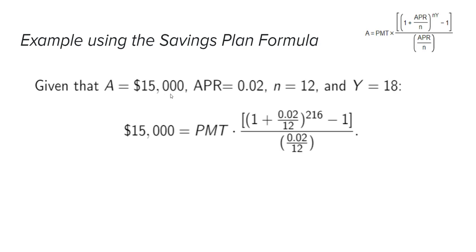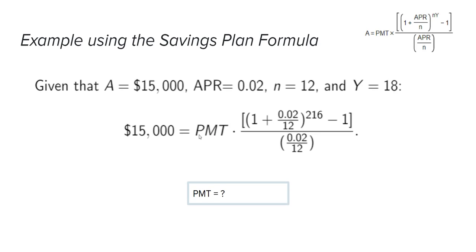Using the constants that we have from the prompt, so our future value of $15,000, APR of 2%, 12 for monthly payments, so 12 times a year, and for 18 years, I've substituted those into the savings plan formula. You'll notice that I took the liberty to multiply 12 times 18, so that's the exponent here, 216. And since we have all of the constants necessary, this is really just a number. You can go ahead and evaluate that on your calculator now if you'd like.